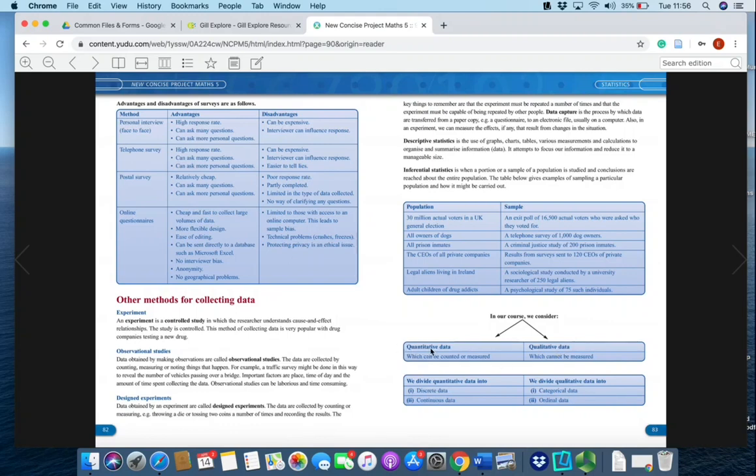So let me look at quantitative data first, also called numerical. So it's a quantity, or if you know it as numerical data, it's a number. So this is all about numbers. So quantitative data can be counted or measured.